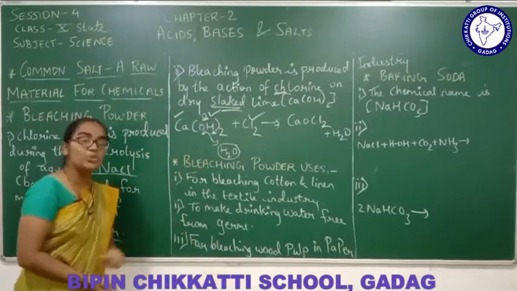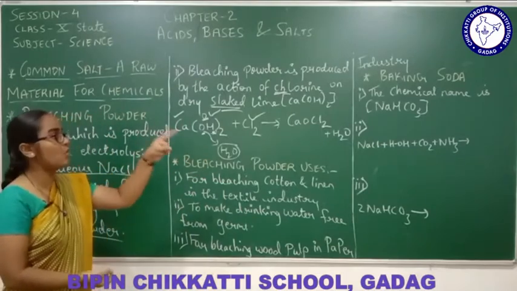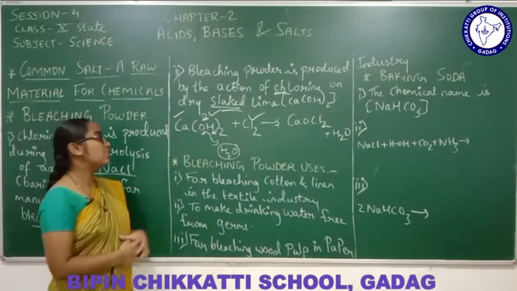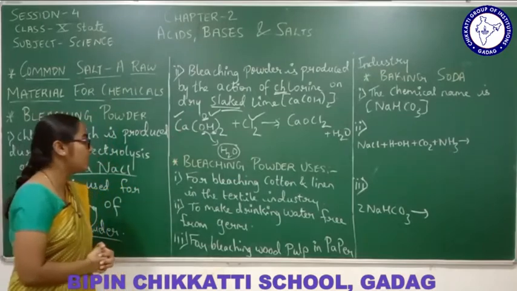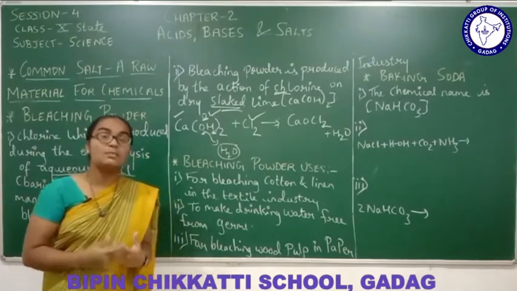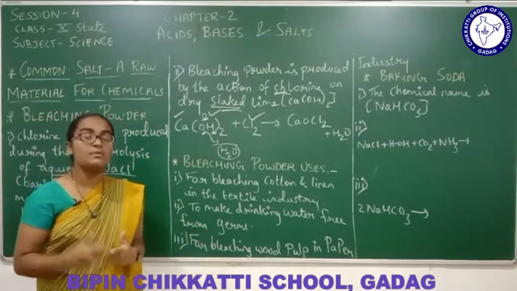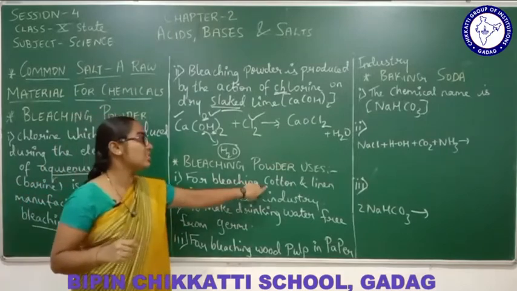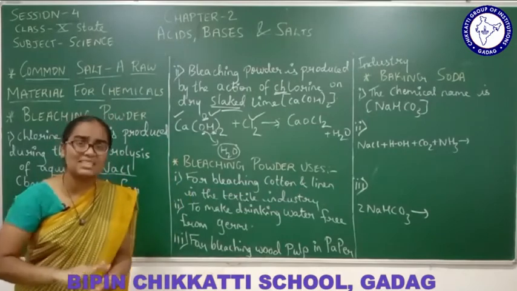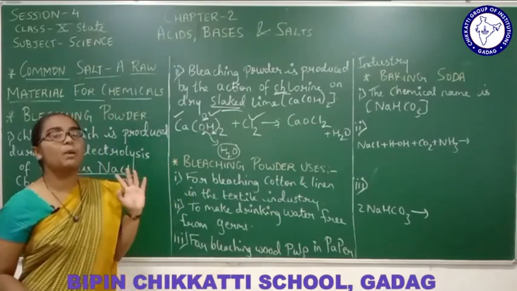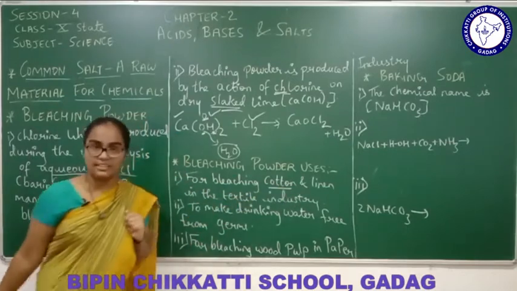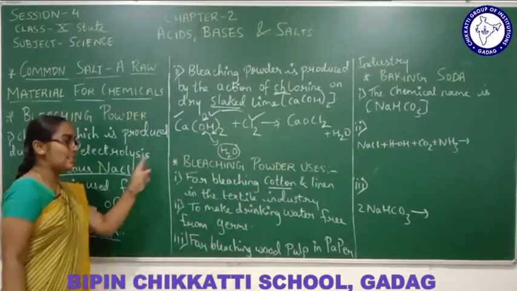So the bleaching powder, this calcium, oxygen and chlorine compound, is used for bleaching cotton and linen in the textile industry, right? So in fabric industries this bleaching powder is used. Fabric industry means basically the cotton industry as well as the linen industry. These are the fabrics, right? So in order to bleach them, the bleaching powder is used. Now that is the first use.